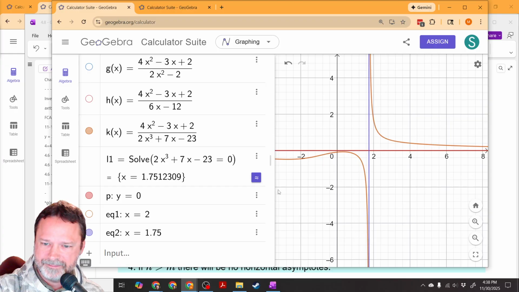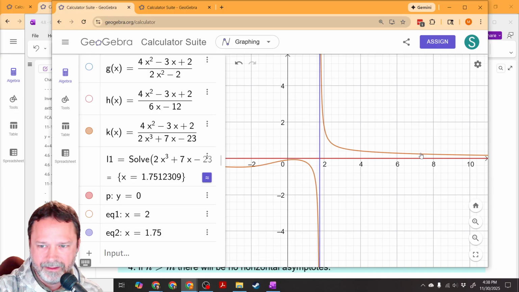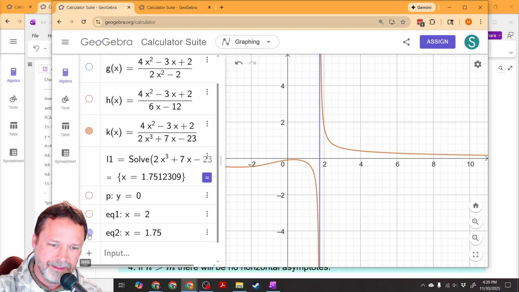But again, with these graphs, if we know where our asymptotes are, we kind of know what our graph looks like. We can plot a few points and then have a really good idea of what these look like. Okay? And so that's why I wanted to just show you these today.